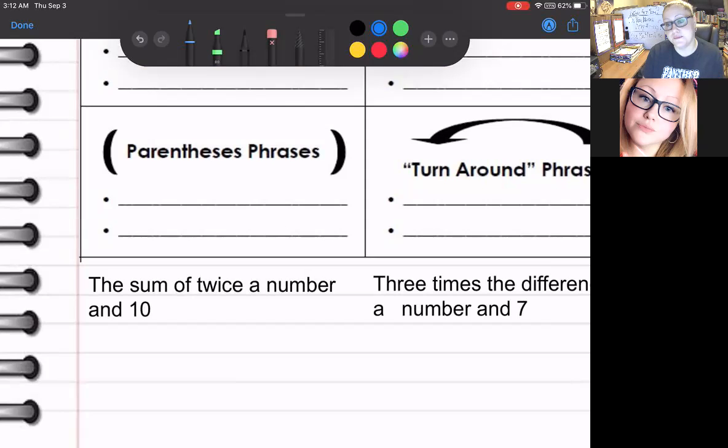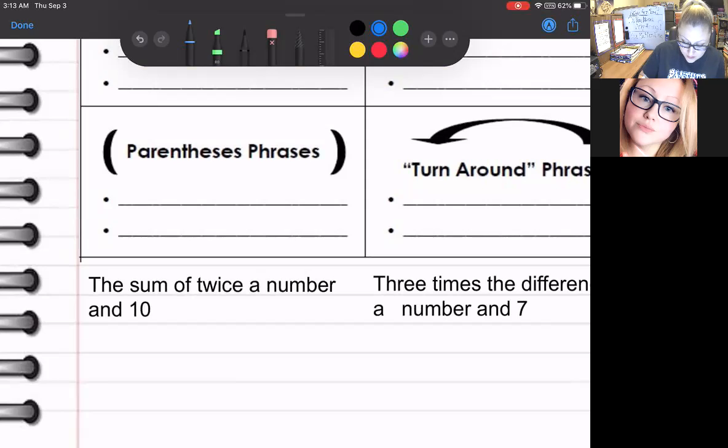We use a variable. Now, you could pick any letter under the sun if they don't tell you. Now, I particularly just like to use x, because x is pretty much the variable that they almost always ask us to solve for. So I like you to practice using x. So the sum of twice a number.